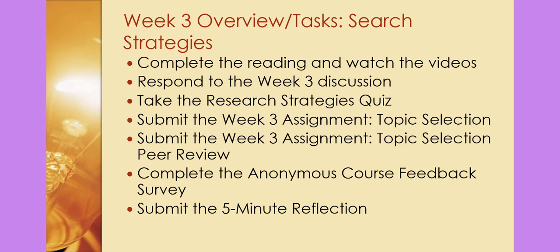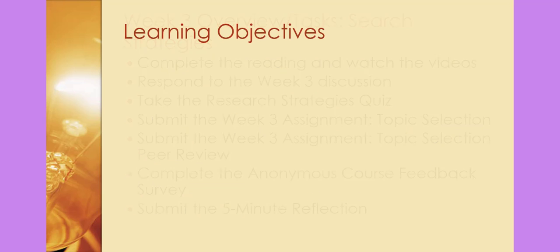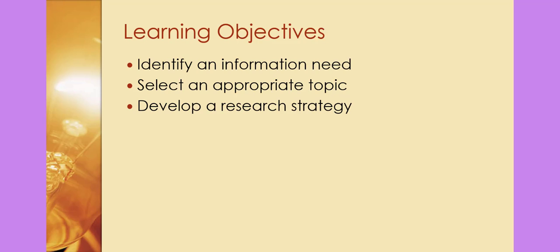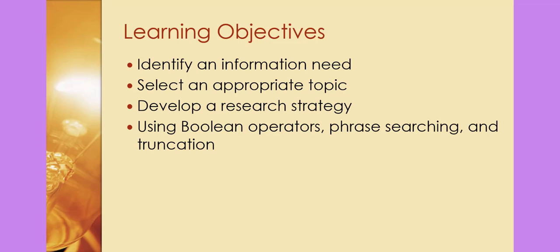So as you can see, we've got a lot of things to do this week. So you want to make sure that you get started early so that you don't fall behind. And the learning objectives for this week are going to be: identify an information need, select an appropriate topic, develop a research strategy, and use Boolean operators, phrase searching, and truncation. I know that's library jargon. You're going to find out about it later, so get in on the reading.